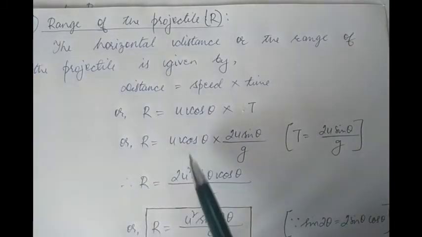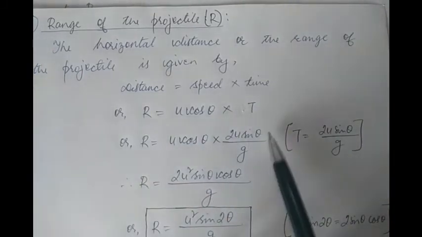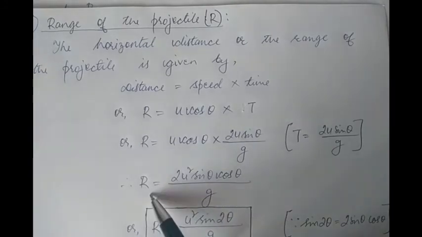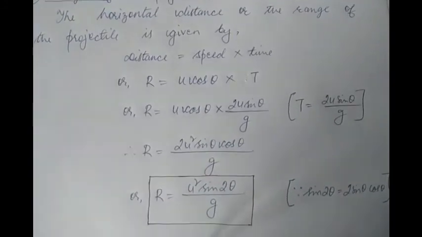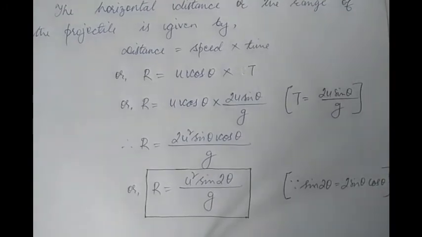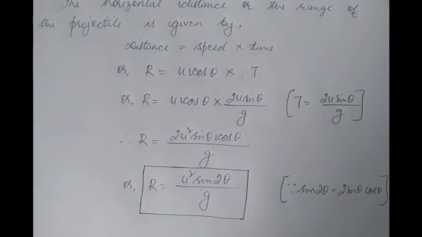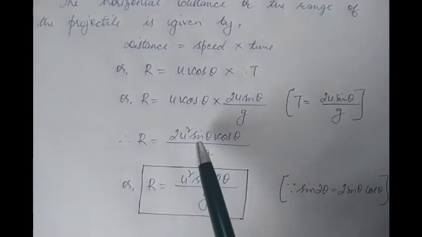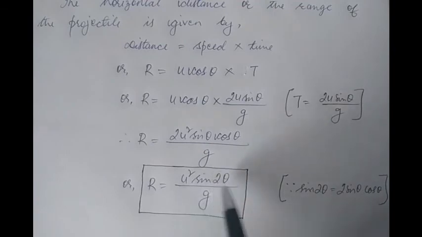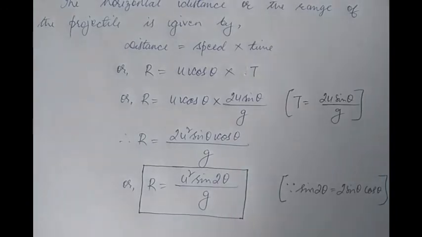Therefore, r = u cos theta into the time of flight, 2u sine theta / g, and thereby we get r = 2u squared sine theta cos theta / g, which can be rewritten as r = u squared sine 2 theta / g. Now again, I don't know whether you've done this in your trigonometry or not, but you will learn, if you haven't, that sine 2 theta = 2 sine theta cos theta. So instead of 2 sine theta cos theta, we rather write sine 2 theta. And therefore r = u squared sine 2 theta / g, which gives us the horizontal distance, or the range, of the projectile.